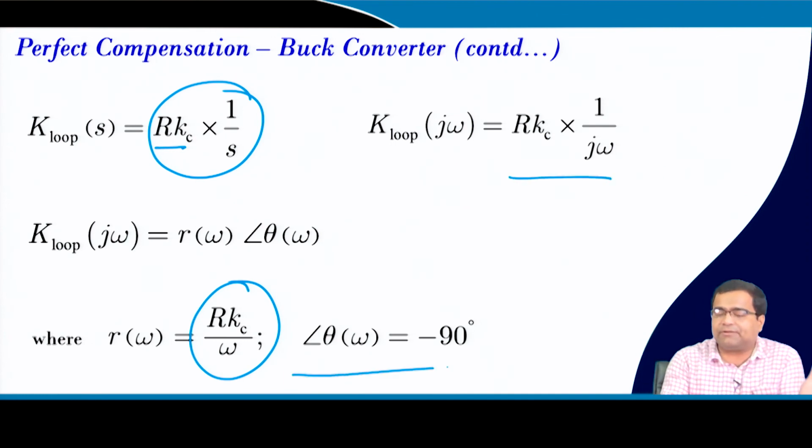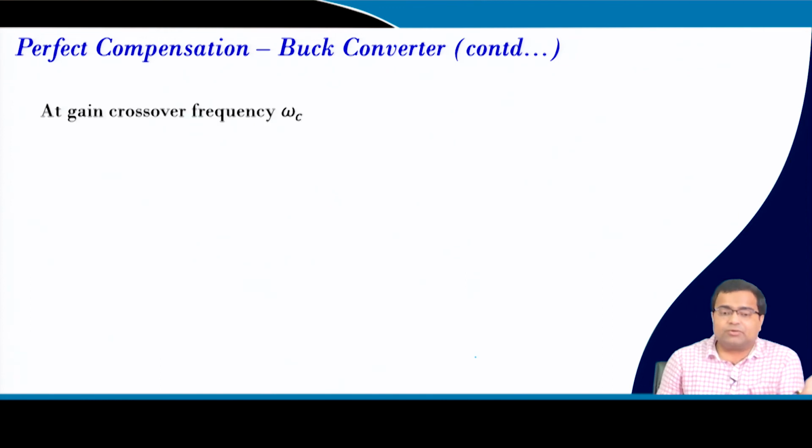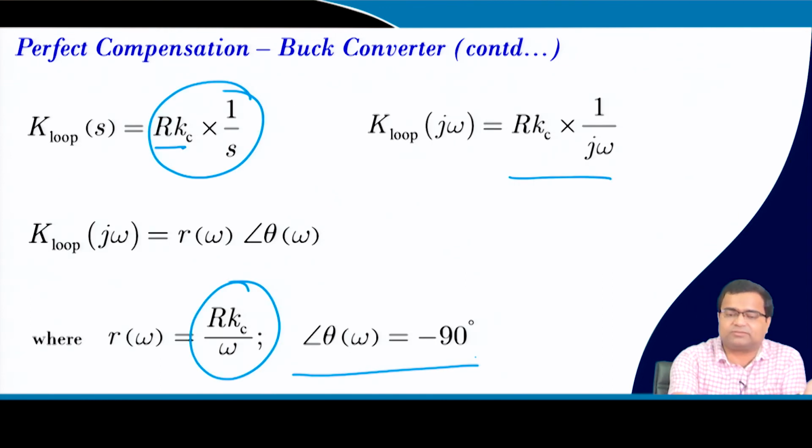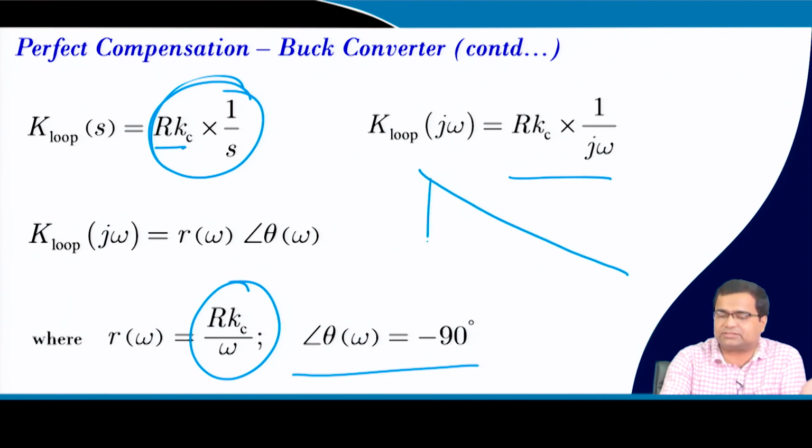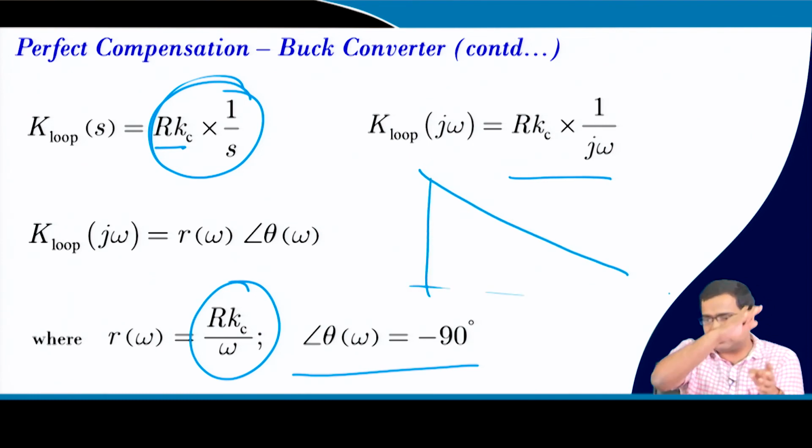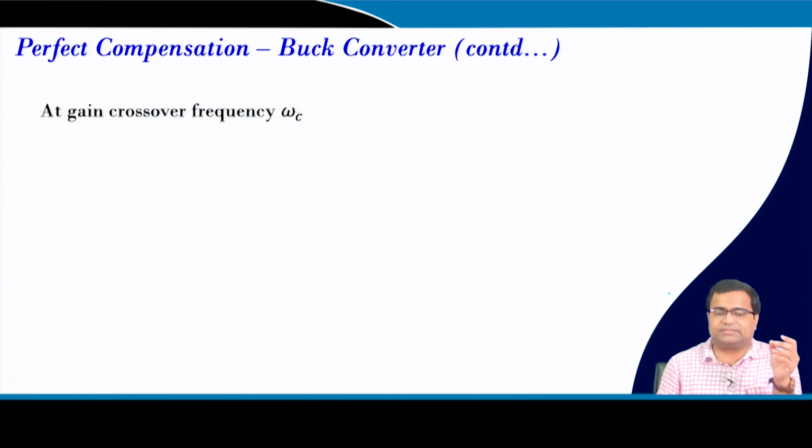So, you will get a phase of minus 90 degree. So, we are getting a first order system. The loop transfer function is first order, which has a minus 20 dB per decade gain. It is just simply a straight line; the gain will start falling at minus 20 dB per decade. Okay. Now, we need to select what will be my crossover frequency.